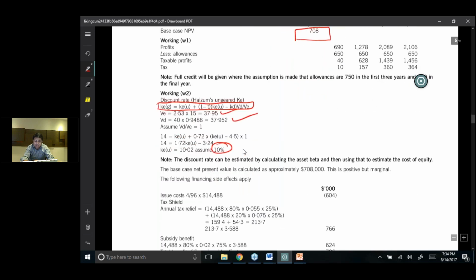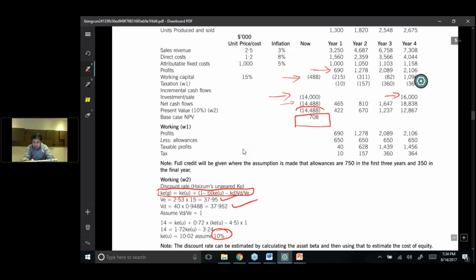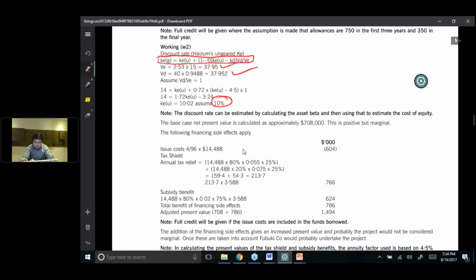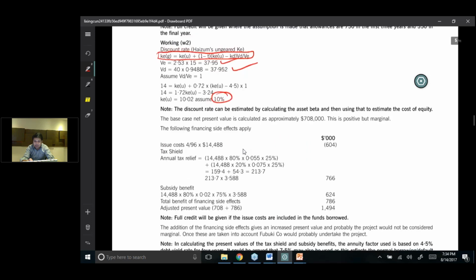Okay, the examiner has given the note that the discount rate can be estimated by calculating the asset beta and then using that to estimate the cost of equity. In year 0, funds required are equal to 14,488. If funds required are 14,488 and all of the funds are required from debt finance, how are we going to solve the financing side? Let's solve it here.